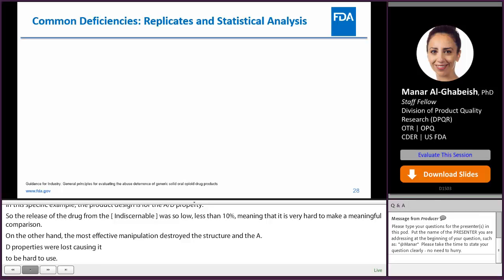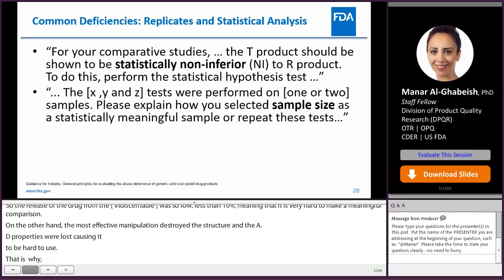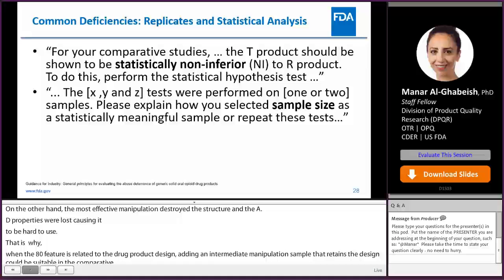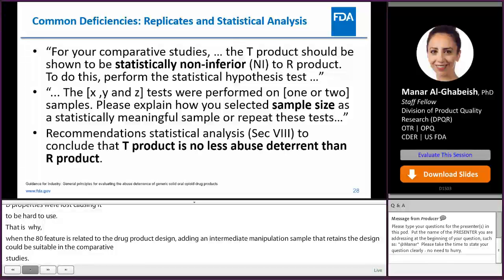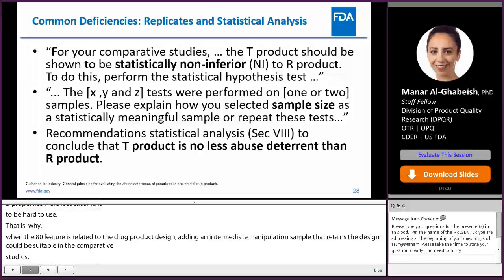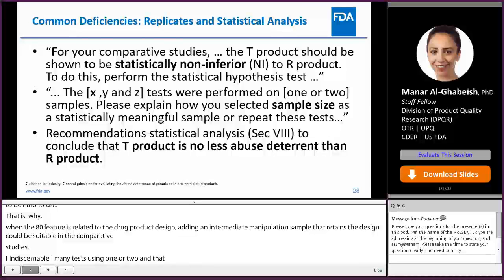The last examples of deficiency are related to statistical analysis, and those are one of the very common deficiencies that were communicated to applicants in the early submissions, especially before the general guidance. The applicant would run many tests using 1 or 2 units that was not enough to conclude that C is no less abuse-deterrent than R. This is why sample size and number of replicates, along with non-inferiority tests, will support the conclusion of the comparative studies.